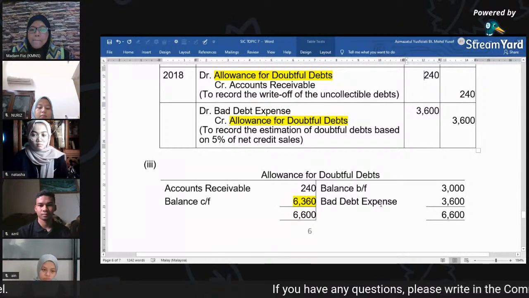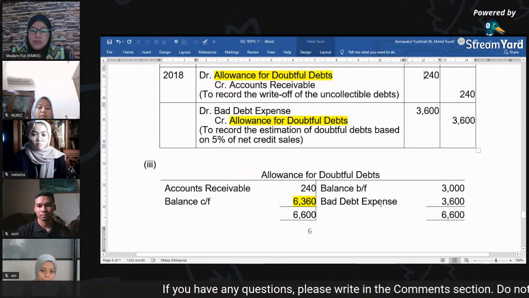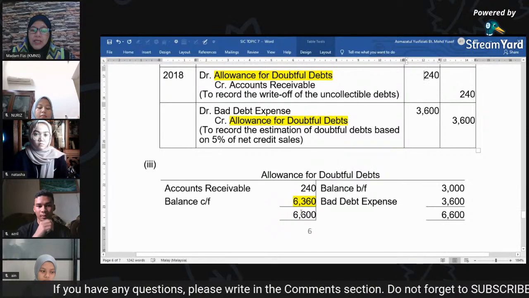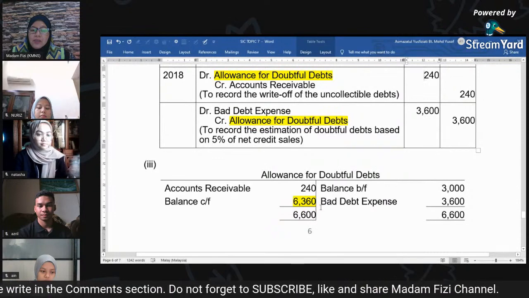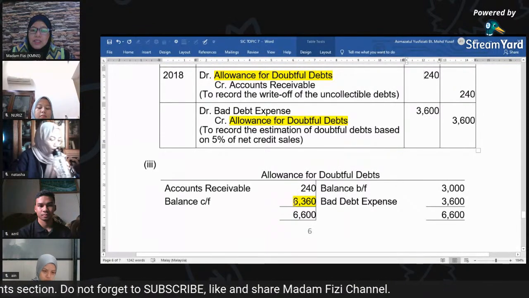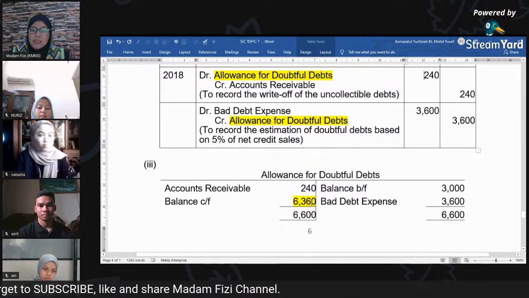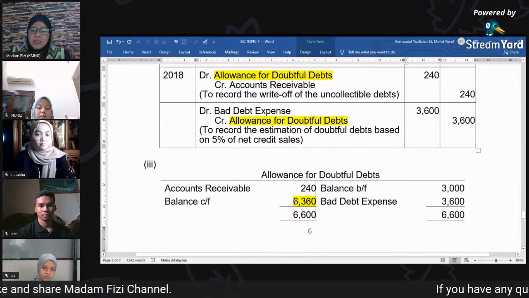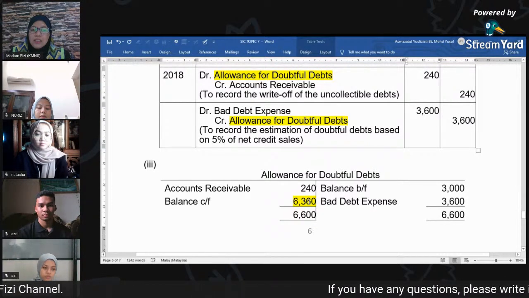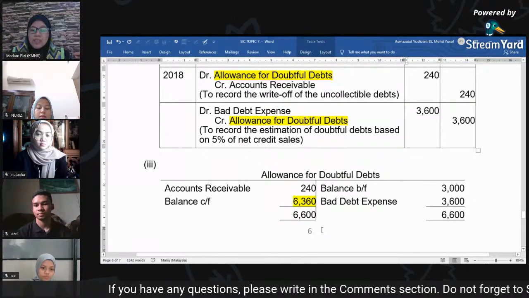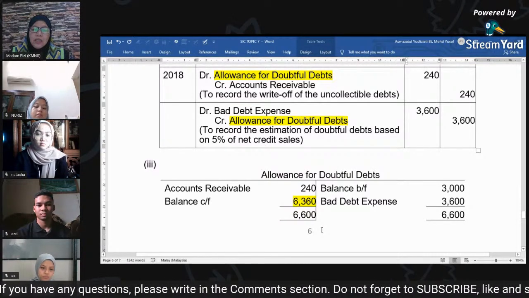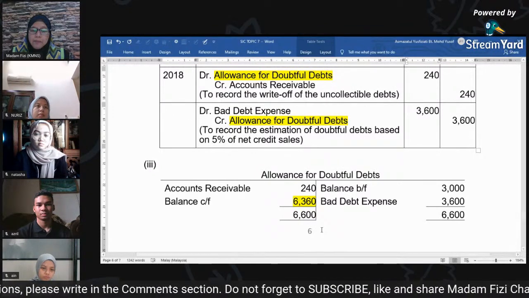Now there are no other information. So you balance the account left and right, 6,600. And then you got the missing figure here is 6,360. So 6,360 is the balance carry forward. So this is the answer for accounts allowance for doubtful debt.